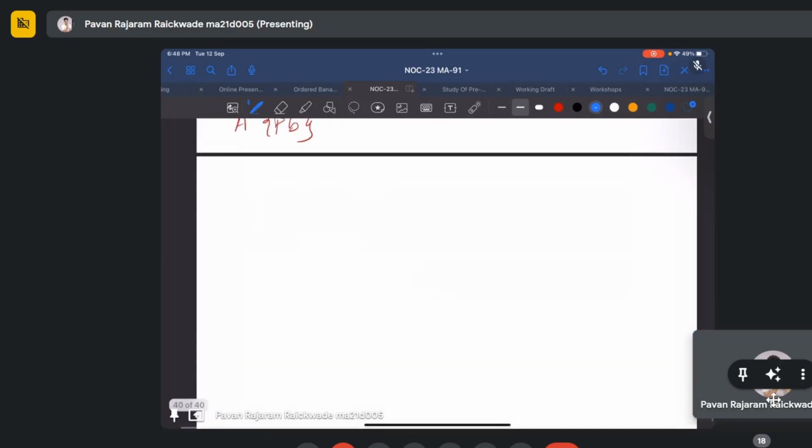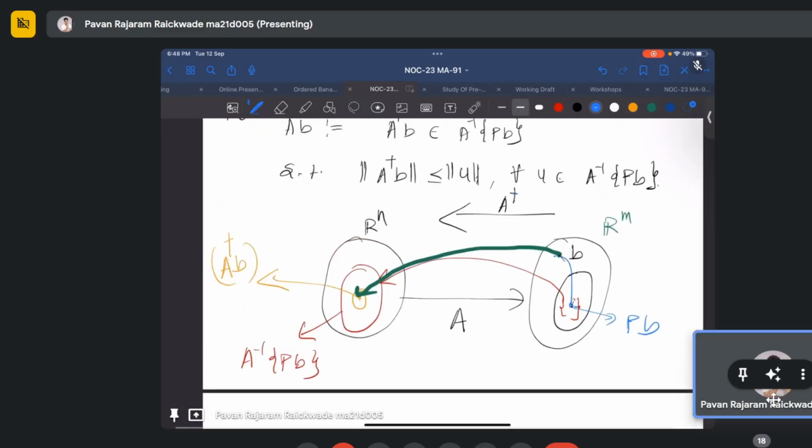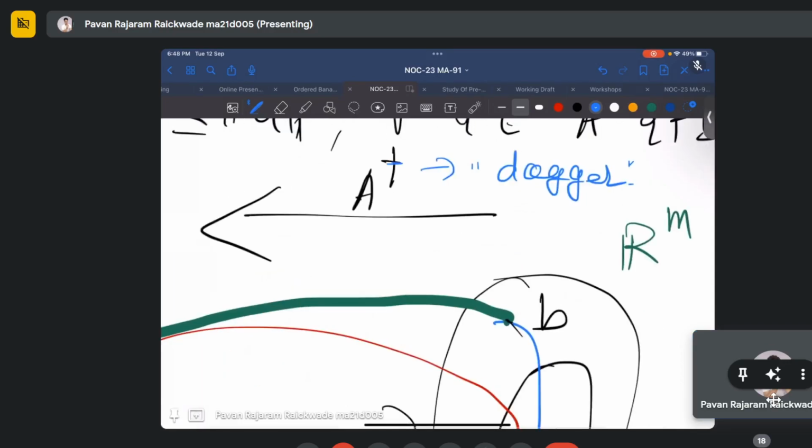So please write the spelling of a dagger, sir. The symbol. What do you want me to write? Spelling of this symbol dagger, sir. This is your simple dagger. Okay, sir. Thank you.